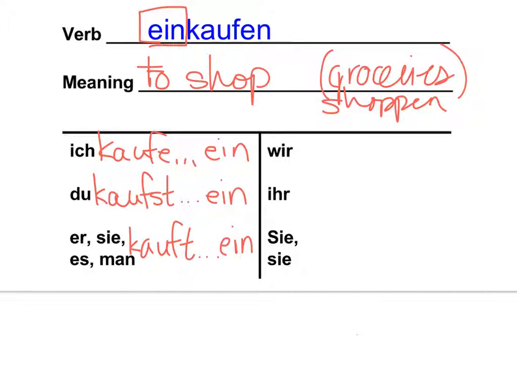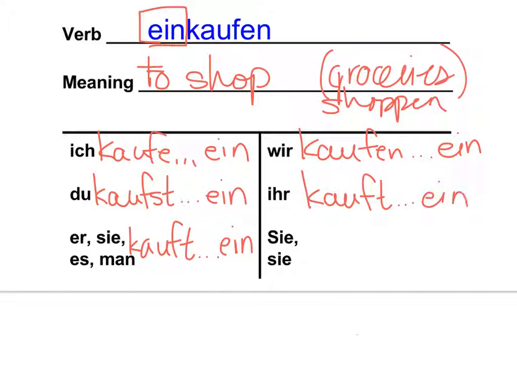Wir? Kaufen and ein. Ihr? Kauft and ein. And sie, Sie? Kaufen and ein.